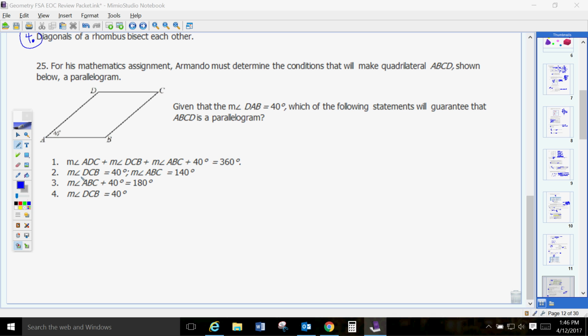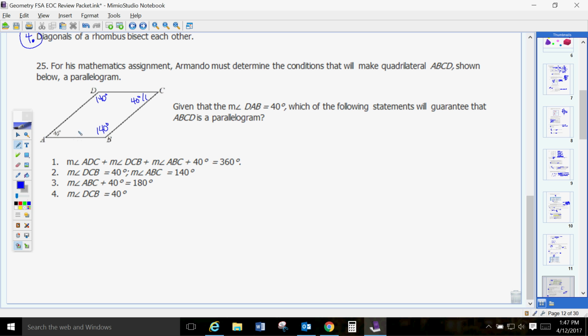For number 2 here, it says the measure of angle DCB, here's DCB, is 40 degrees. And the measure of angle ABC is 140 degrees. Is that enough information? And it is, because that would give you that these two angles are same side interior and they are supplementary. Because you only have 360 degrees in here, if you add 40 and 140 and 40, that leaves 140 for this angle. So you have another pair of same side interior angles supplementary.